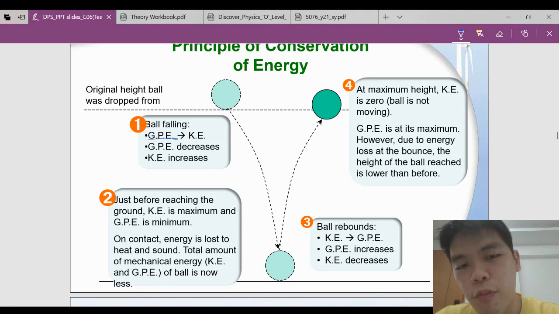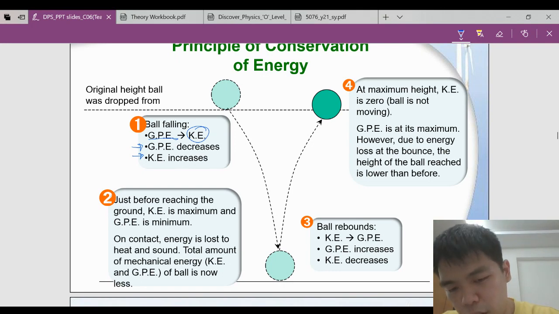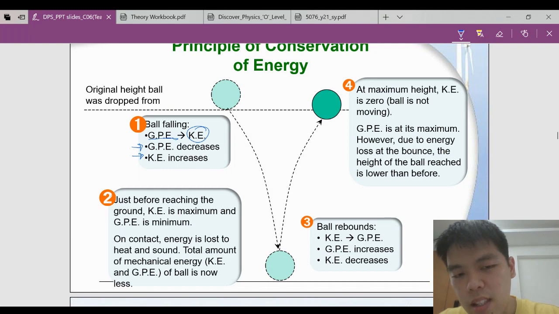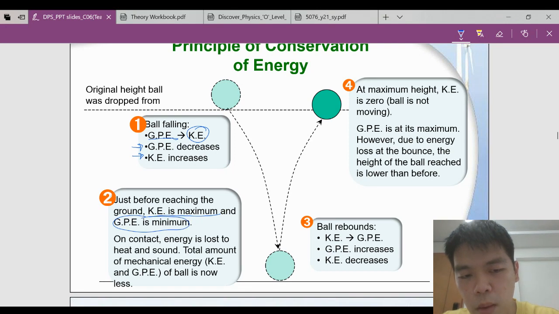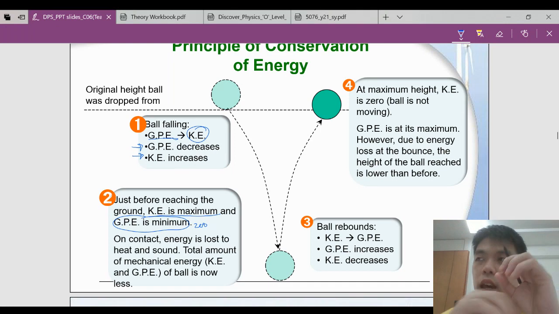Okay, as the ball falls itself, we know that when it falls, it moves. That's why there is KE. So the GPE is slowly changed into KE. Your GPE decreases and your KE increases as the ball falls down. Okay, just before it reaches the ground, that means you just leave very, very little space between the ball and the ground. What happens is the KE is maximum. Why? Because your GPE is minimum, or we can say that it is zero. Because now your GPE is almost zero.